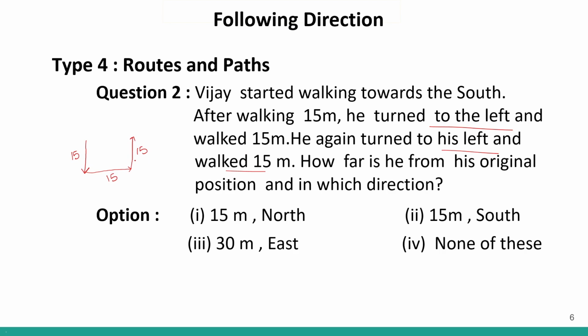We have to find out how far is he from his original position. So this point was the original position, and in which direction? With respect to the original position, he is towards the east. And how much? 15 meters. So the answer will be 15 meters towards the east direction. Do we have an option? No. So the answer will be option number 4, none of these.